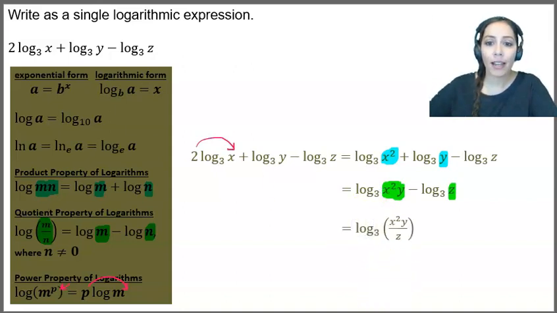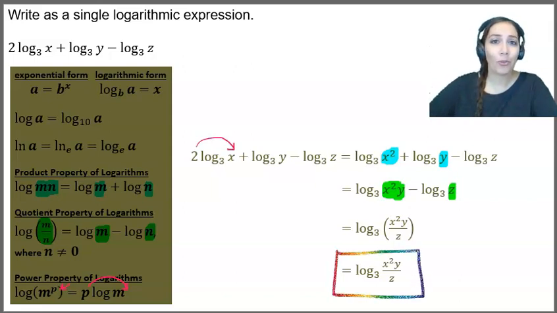So when I do that, I have log base 3 of x squared times y divided by z. Now, you don't actually have to write the parentheses here. You can drop those parentheses in the end. So we have log base 3 of x squared y over z.